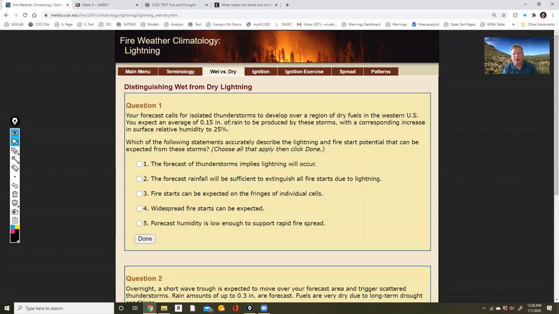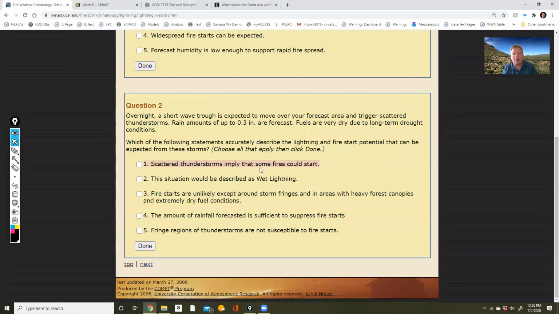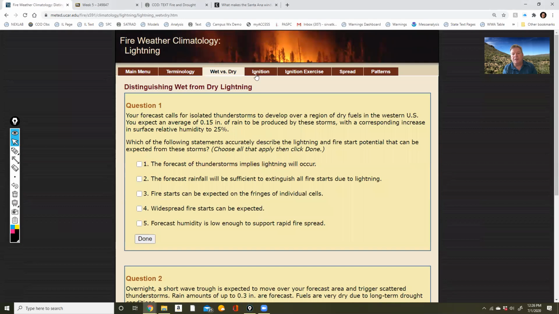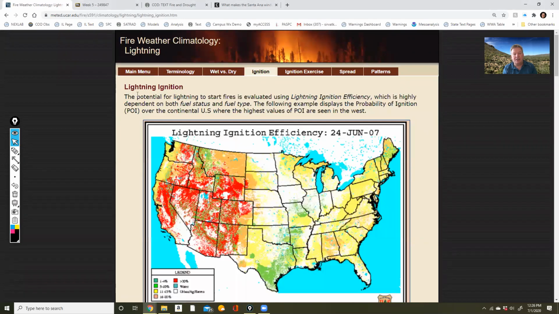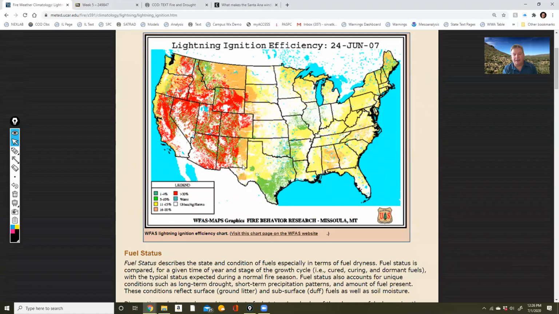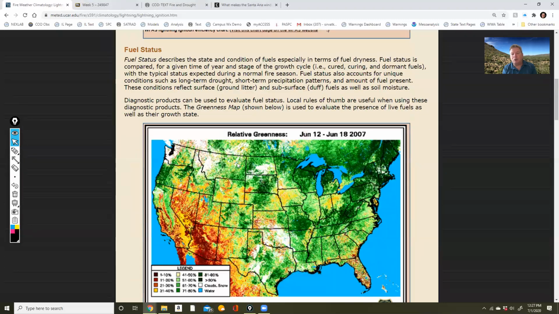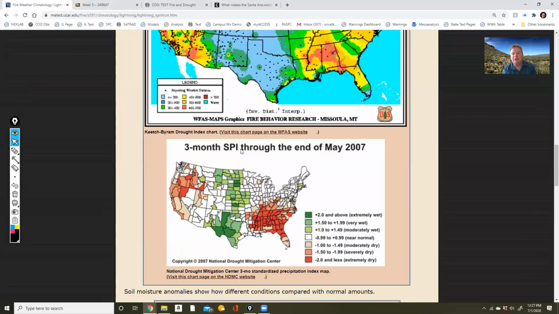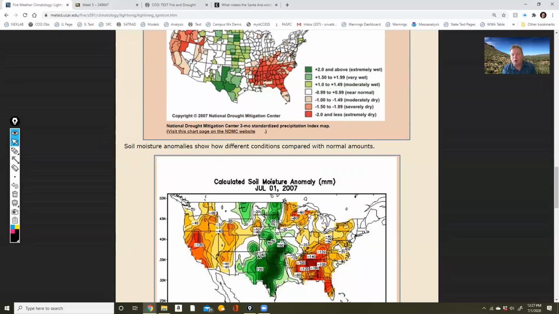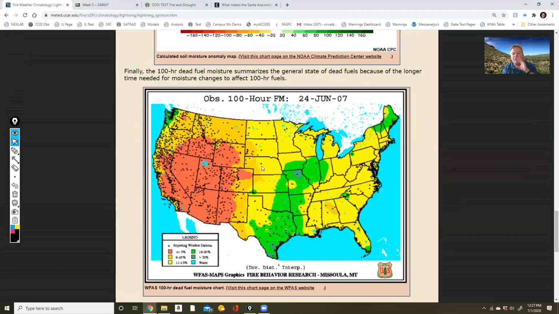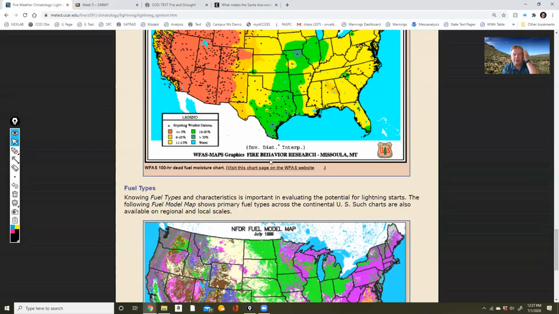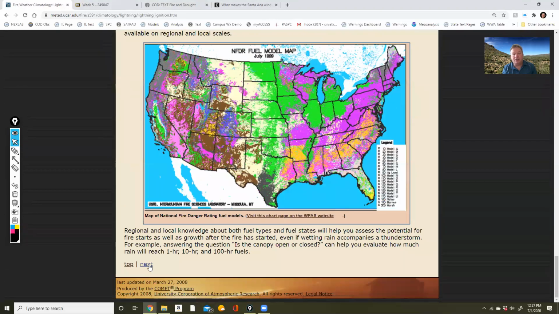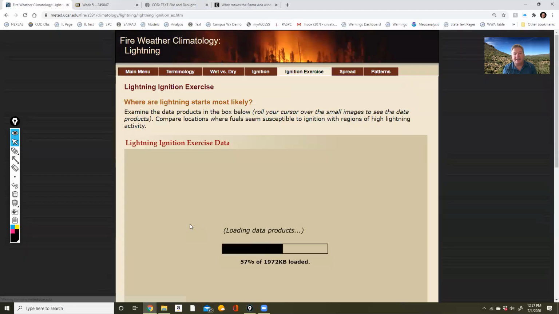They do talk a little bit about this, and I think I asked you to do these questions. Super important that you do them. Ignition, here's a key thing: lightning ignition efficiency, which just says how well can lightning start fires? Fuel status, relative greenness, these are some of the maps that I talked to you about, the Keetch-Byram, how much rain we need, soil moisture anomalies, all these things. Here's 100-hour fuel moisture. I think my maps are nicer looking, so we'll just use those.